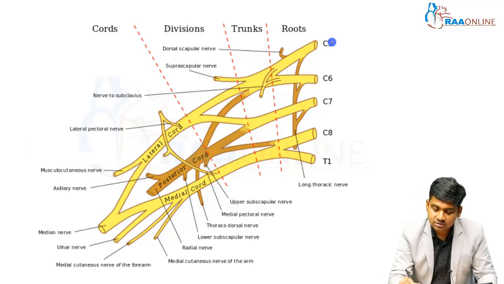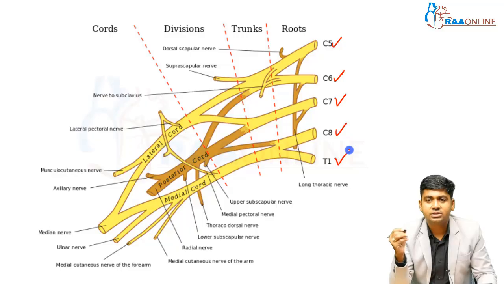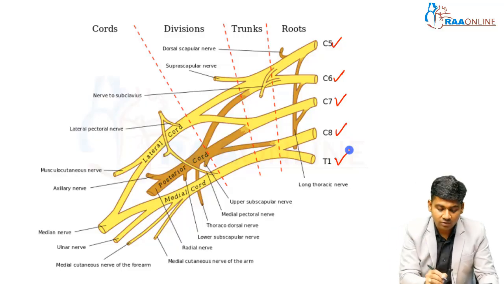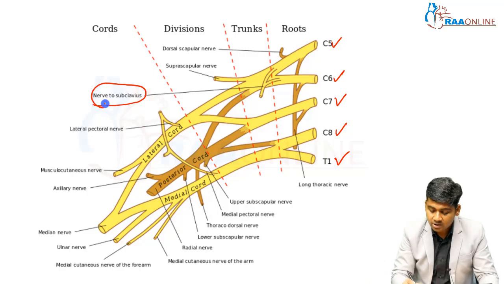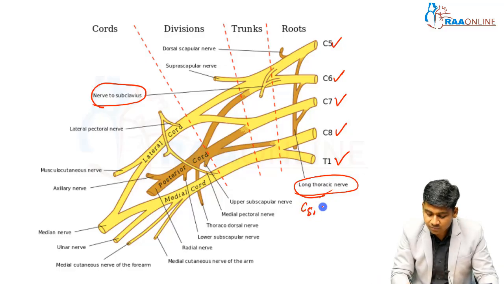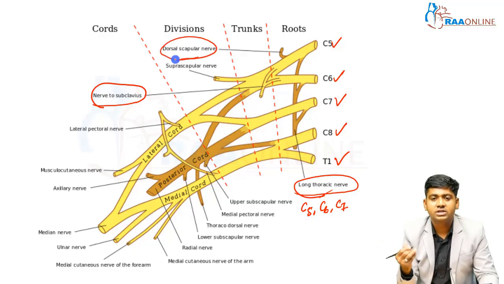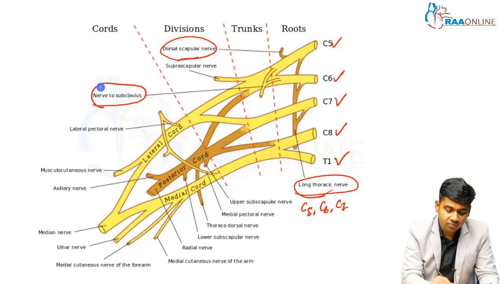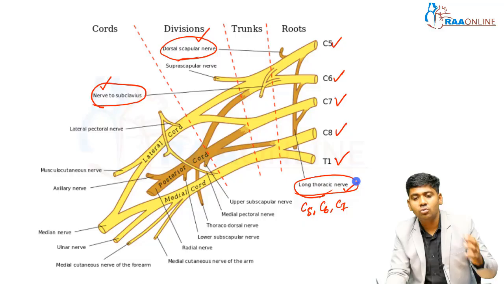Here also we can see C5, C6, C7, C8 and T1. There are some branches from the roots themselves. So what are the branches from the roots? The nerve to subclavius is a branch from the root. The long thoracic nerve is a branch from the root. What is the root value of the long thoracic nerve? C5, C6, C7. The dorsal scapular nerve is also a branch from the root. So the nerve to subclavius, dorsal scapular nerve and long thoracic nerve are the branches from the root.